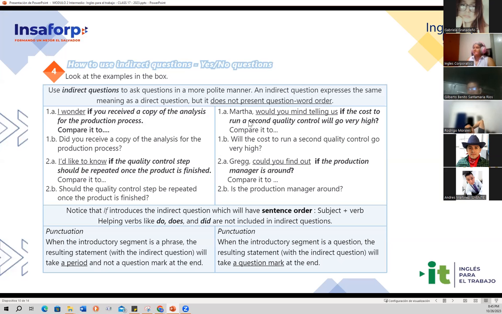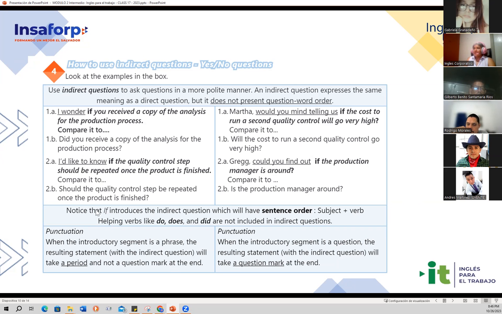Okay, we have here another example. It says, Martha, would you mind telling us if the cost to run the second quality control will go very high? Okay. So the other, direct question says, will the cost to run a second quality control go very high? Okay, direct. So the second example here, Greg, could you find out if the production manager is around? Okay, the direct question is, is the production manager around? Okay, so it's asking the same information, but in different ways, different words, okay?